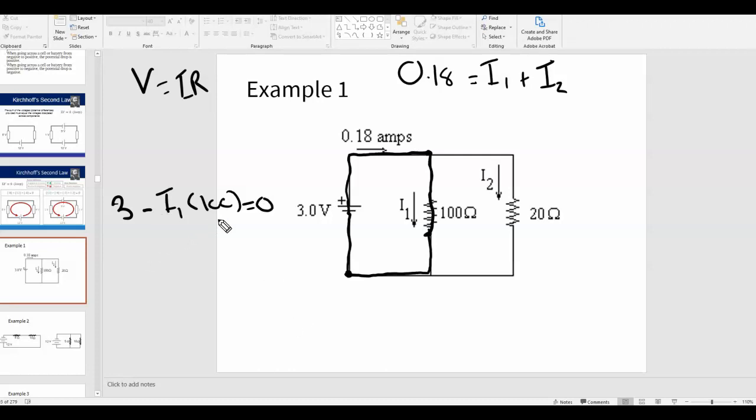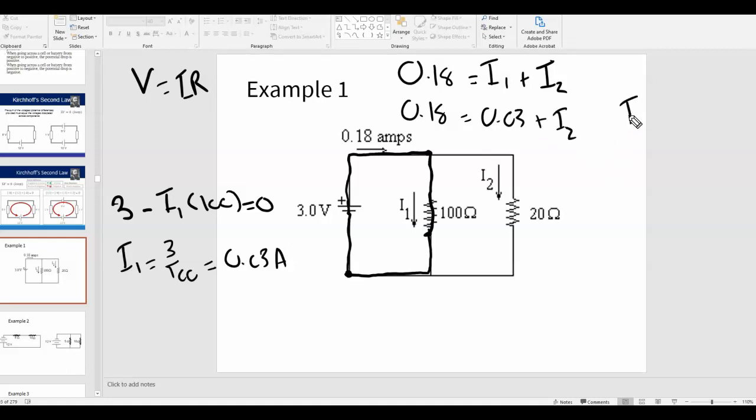Notice, by the way, I can immediately solve this equation for I1, because I can do some basic algebra and get 3 over 100, which is 0.03 amperes. That means I immediately know I2, because they have to add to be 0.18 amperes. So now I can completely solve this circuit, and it was all by using a combination of the junction rule and the loop rule. Okay, so basically I'm done with this problem.